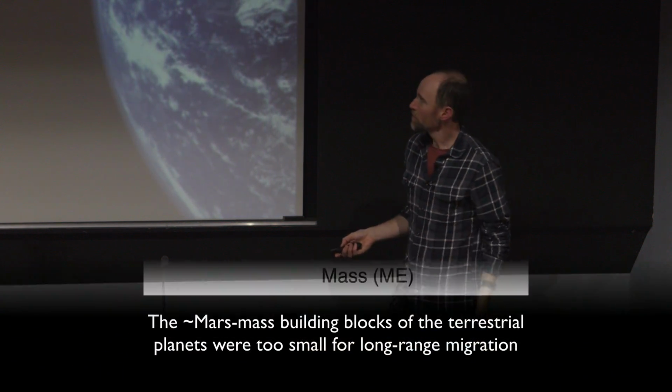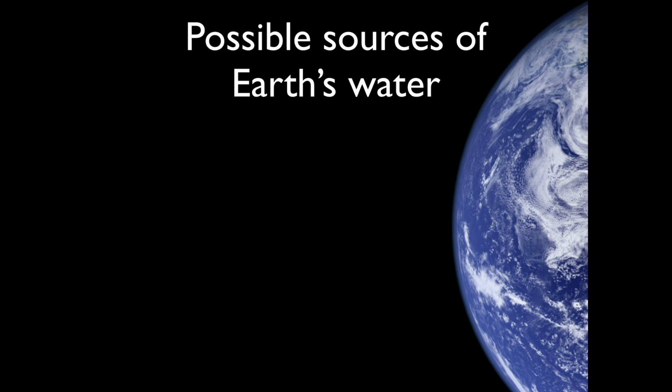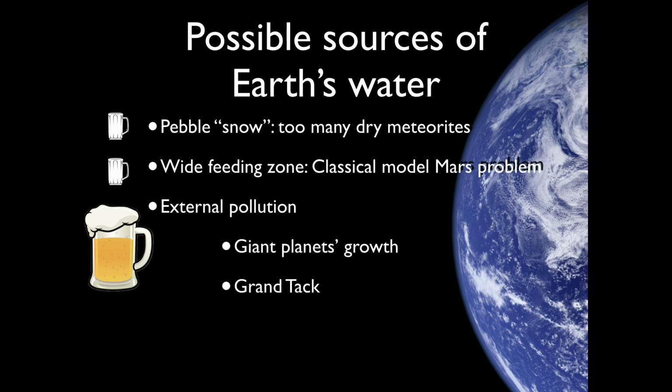So what are the possible sources of Earth's water? The pebble snow thing doesn't work great because there are basically just too many dry meteorites, in particular exterior to Earth's orbit. A wide feeding zone works great. It just screws up Mars so badly that it's not a good option for the solar system. The external pollution works great, so that's why it has a full beer glass.